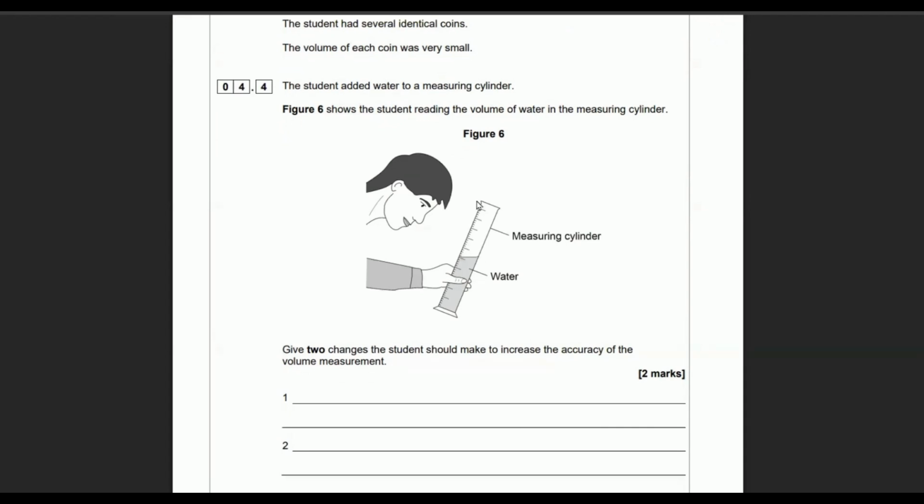So it should be fairly obvious straight away. Look at this line here. How are they supposed to tell how much water's in there? They need to keep the measuring cylinder flat, and they should be looking at it eye level to the meniscus. So we are saying keep the measuring cylinder flat. And the other one would be read at eye level. Your eyes should be in line with the meniscus. And there we go. 2 marks.